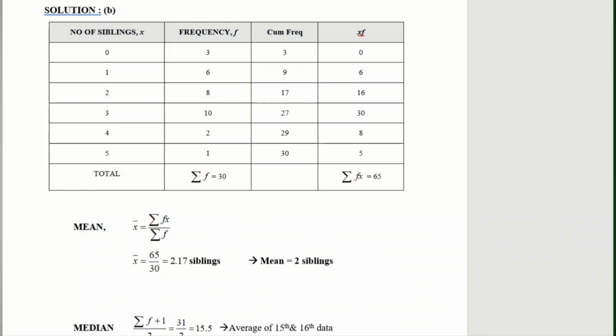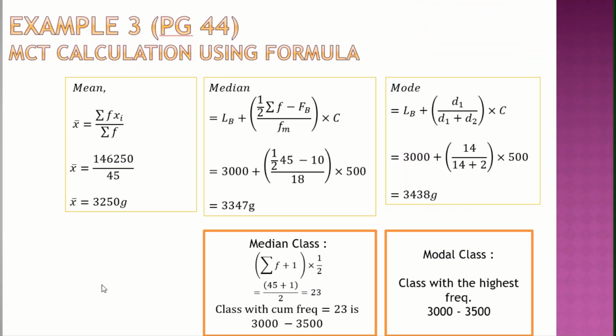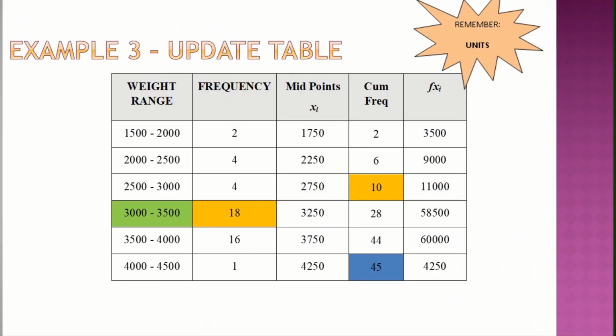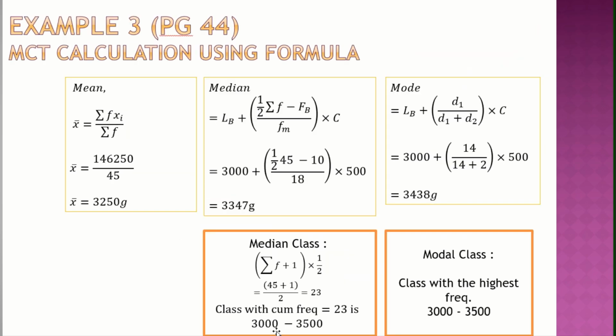Meaning your median class is at data number 23. Do you see that? Total frequency plus 1 times half. 45 plus 1, so data number 23. So you look for the class, where is data number 23 sitting? How to find where is data number 23? Go back to your table. Until here, 2. Until here, you have 6 data already. Until here, 10. So data number 23 should be inside here, isn't it? Which is this, 3000 to 3500. That is my median class.